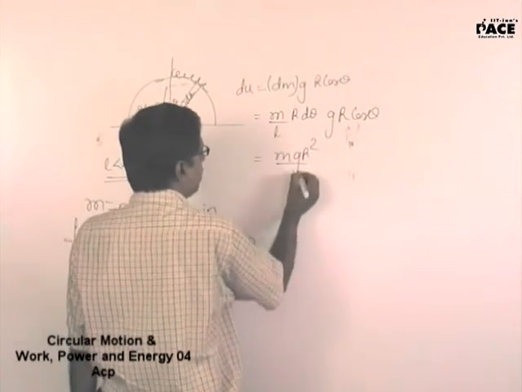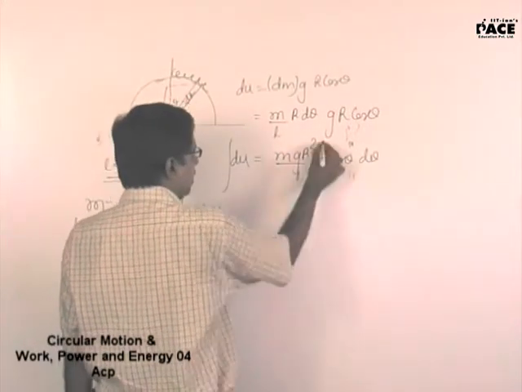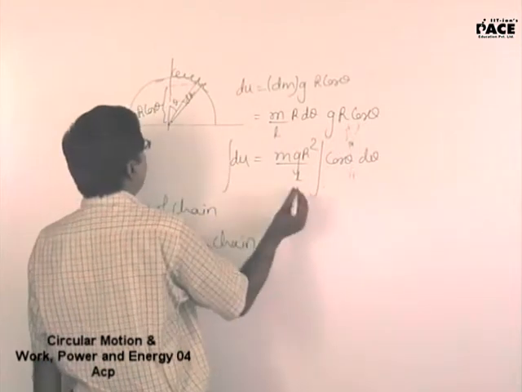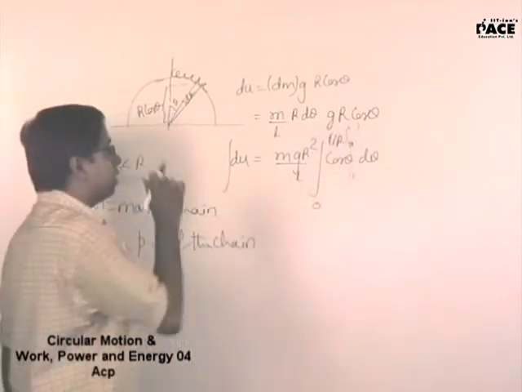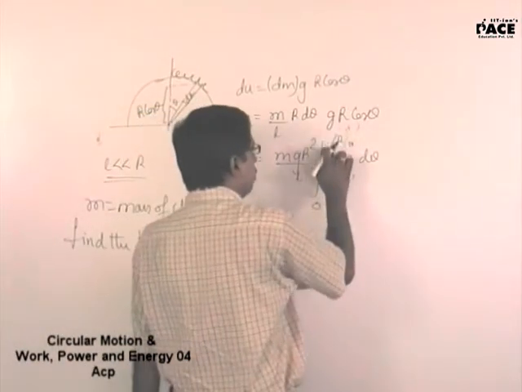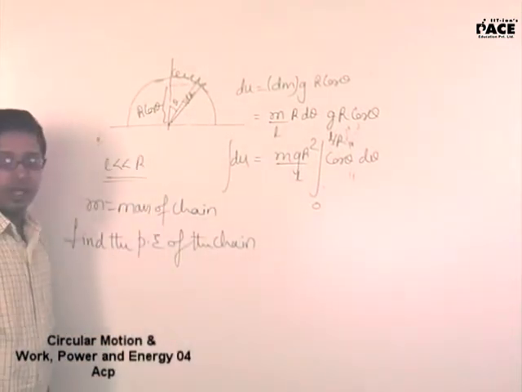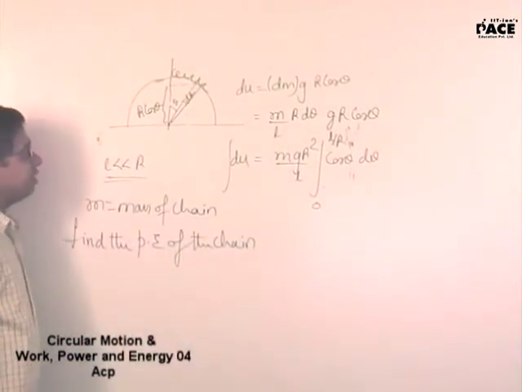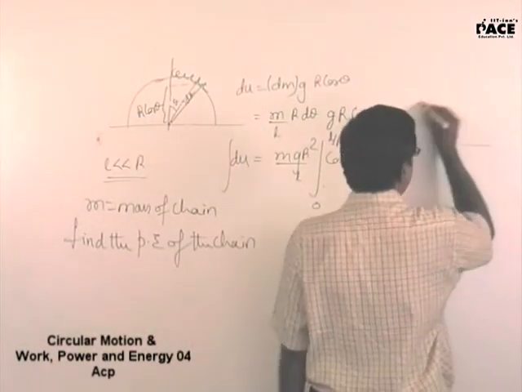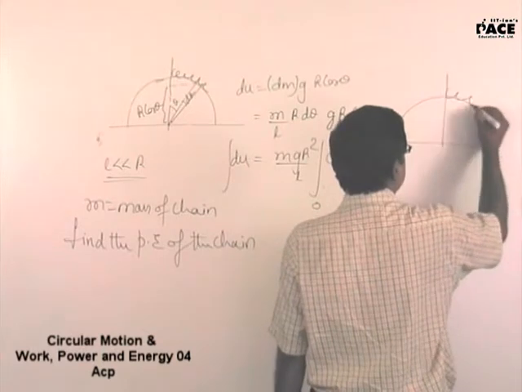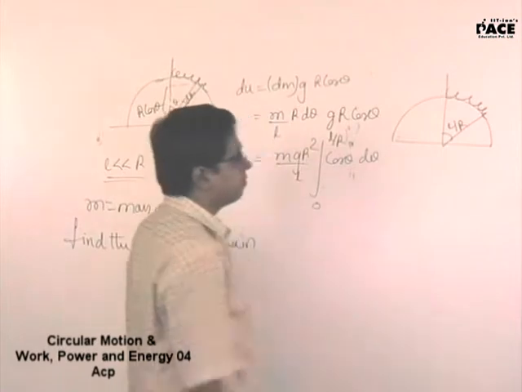mg r square by l cos theta d theta will be the potential energy. Least value of theta is 0, maximum value of theta is L by R, and hence you will get the total potential energy. Theta's value maximum will be L by R. Watch out for this. When this comes over here, this will be L by R, sector formula.